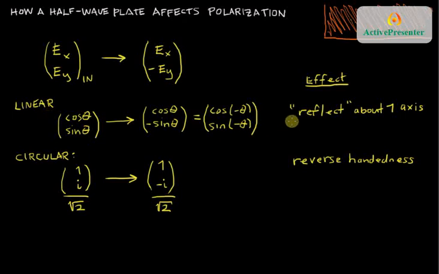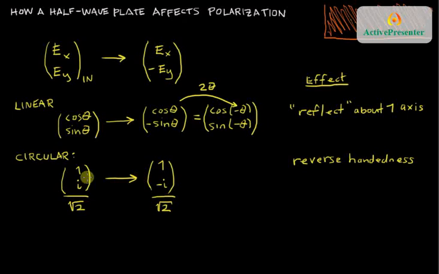As you twist the half-wave plate and you change where the one axis is, you change how much angle the light reflects about. You could have it not affected at all. You could align the input polarization with the half-wave plate one axis, and then the reflection is through an angle of 0. In general, the reflection is through an angle of 2 theta. So whatever angle the input light and the one axis make, it will rotate through 2 theta.